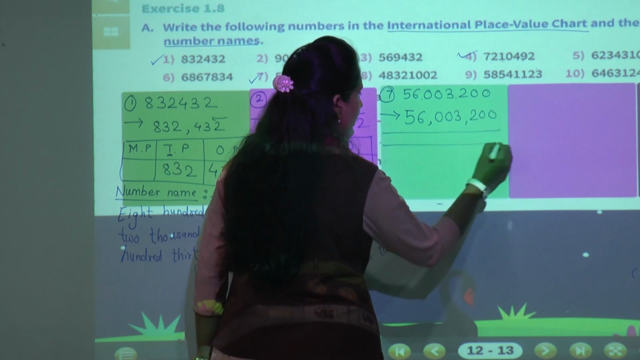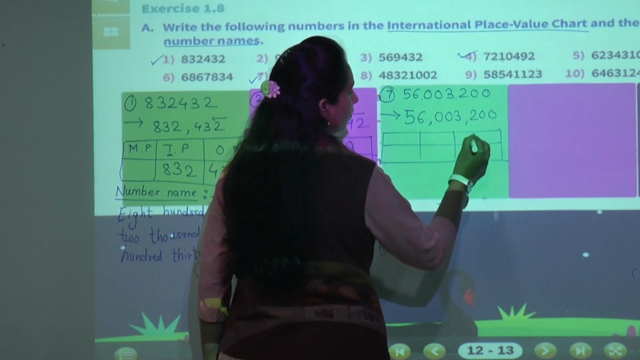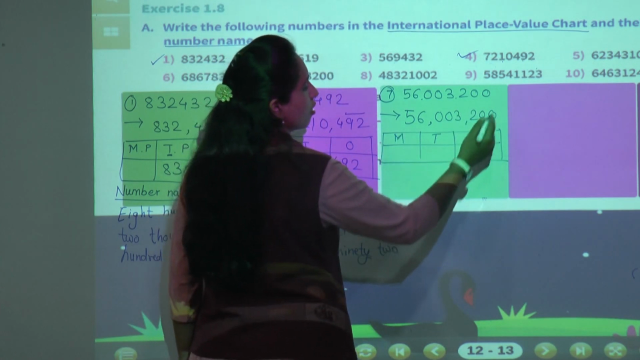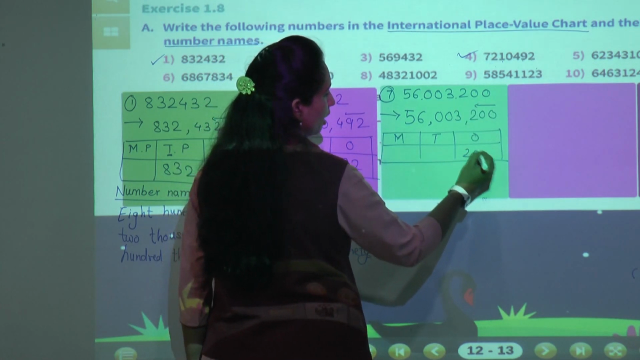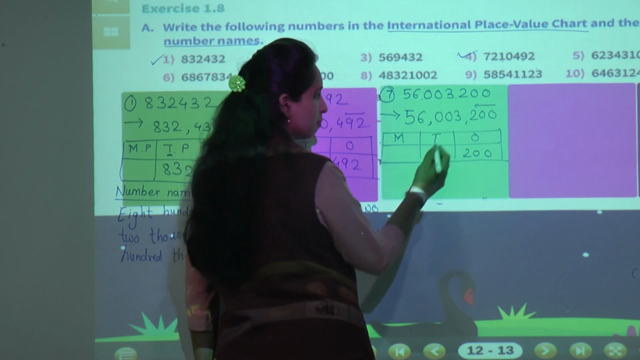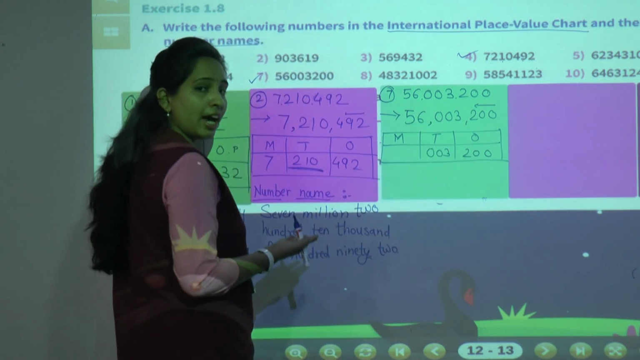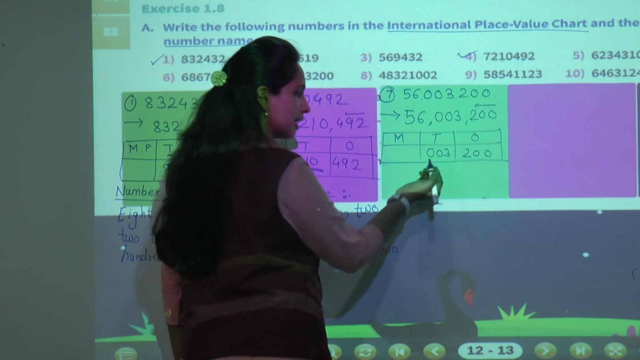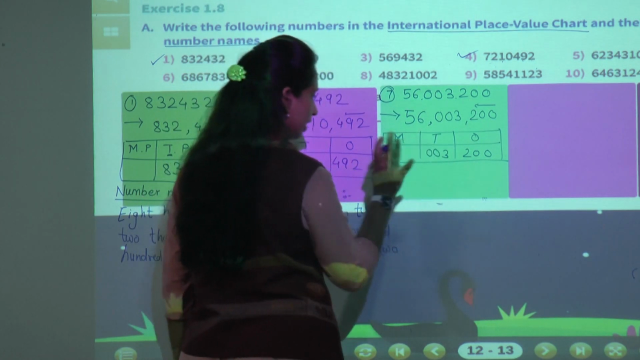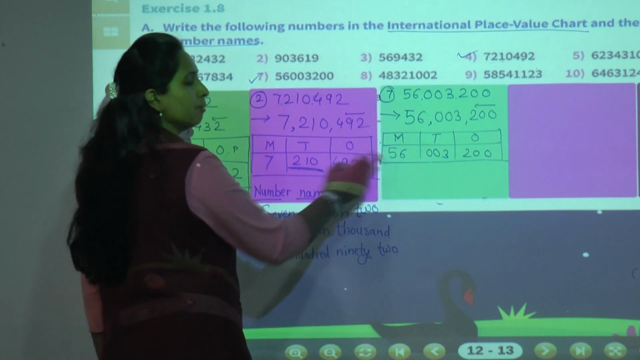Now I will place this number in the place value chart. Ones, thousands and millions. Now see, start from right side. 200 in ones period. The next 3 digits will come in thousands period. So 003. See, do they have any value? Before 300, what will come? Only 3. It's okay. You will write in the same way, otherwise you will be confused. So write 56 in millions period.